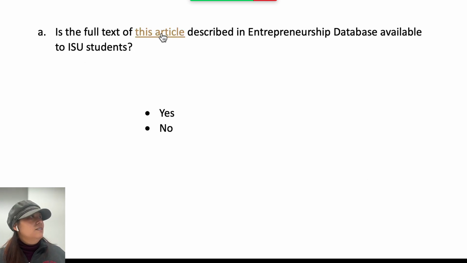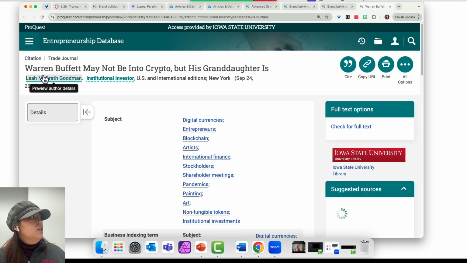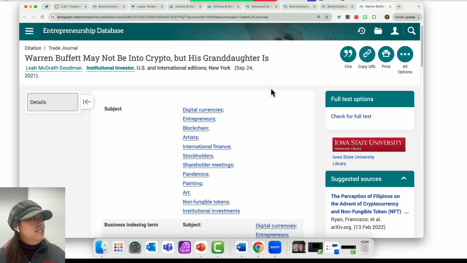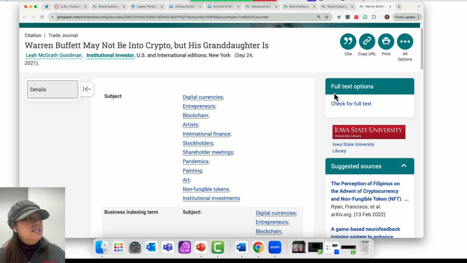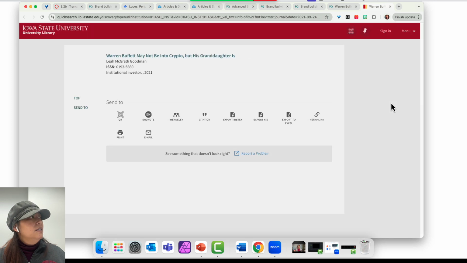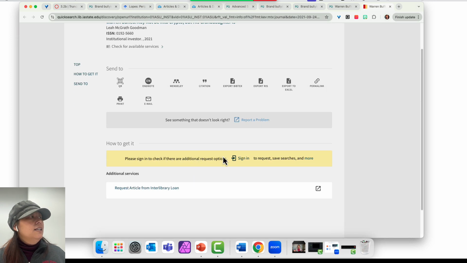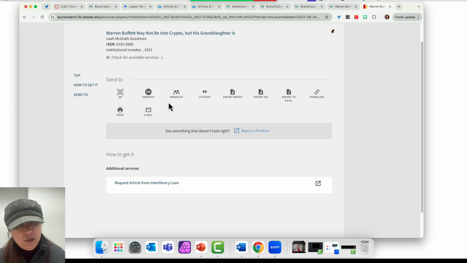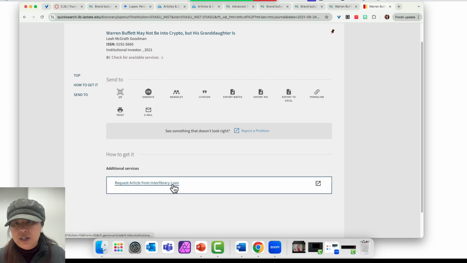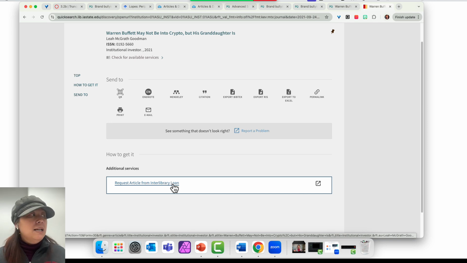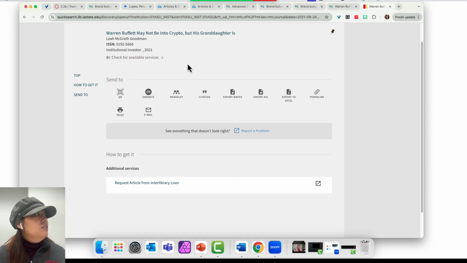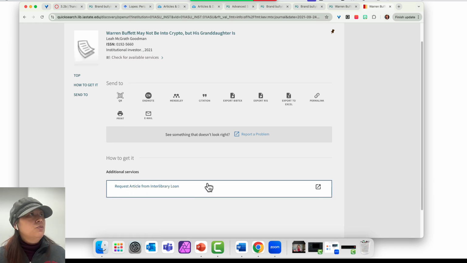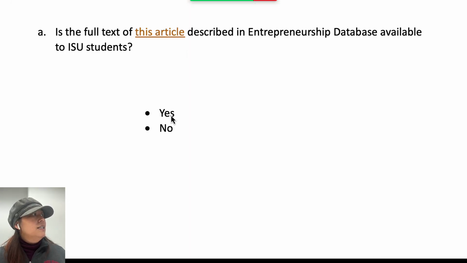Is the full text of this article available to students? So I'm going to go here. Warren Buffett may not be into crypto, but his daughter is. You see how it says on this side, full text options? It says check for full text. I'm going to check. Sign in. Sometimes it'll make me do that. And notice it's not available. How do I know it's not available? Because it says request article from interlibrary loan. If it was available, it would bring it up for you. You would have those options. But notice there's no other options, so you have to request the article. So the answer here is no.